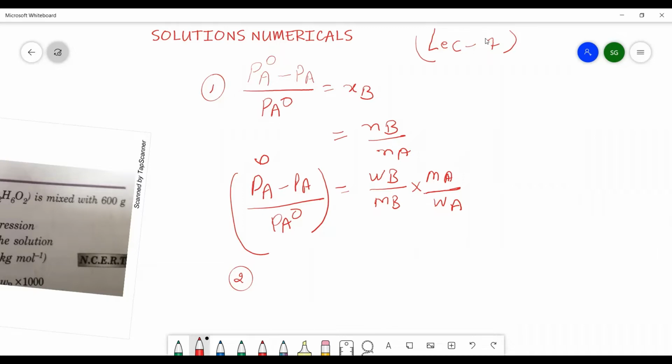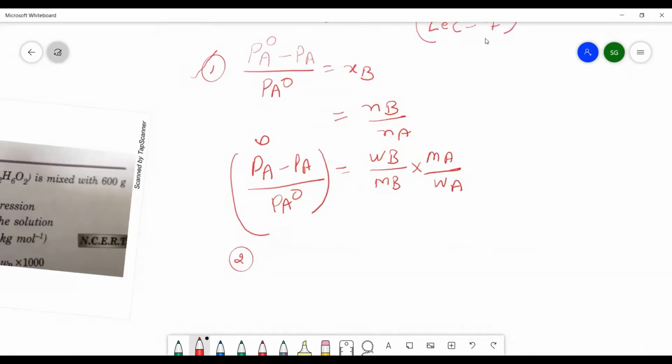As you know well, colligative properties are the properties which are dependent on the amount of the solute and not on the nature. So the four colligative properties you have done till today: the relative lowering of vapor pressure, which is (Pa naught minus Pa) upon Pa naught, equal to Xb, the mole fraction of the solute. And if we simplify the Xb, we get the final formula for the numerical, like this.